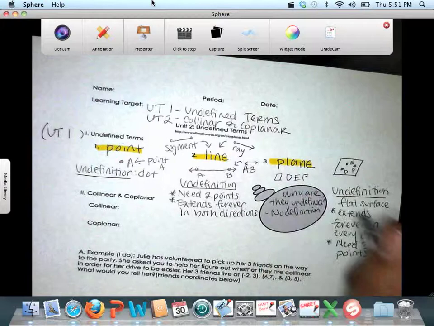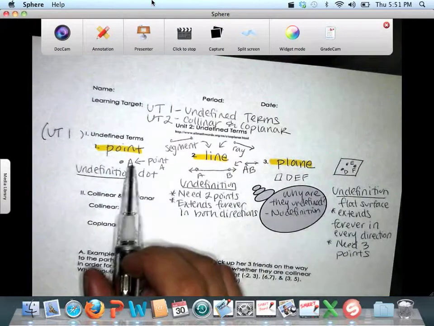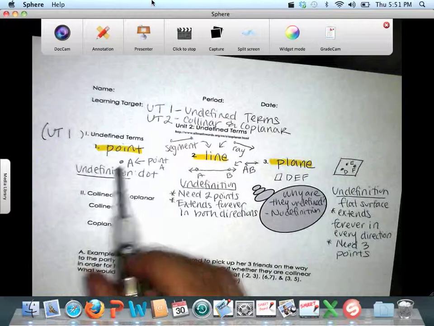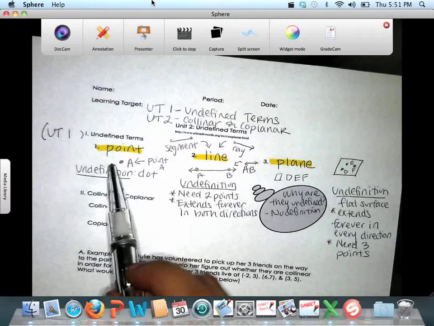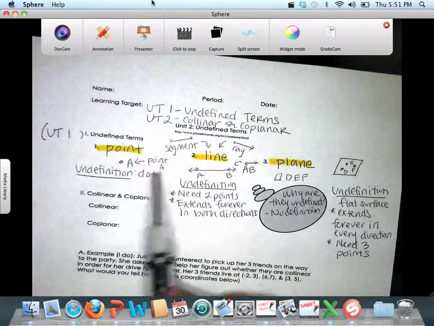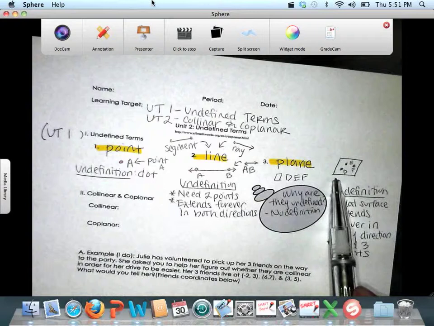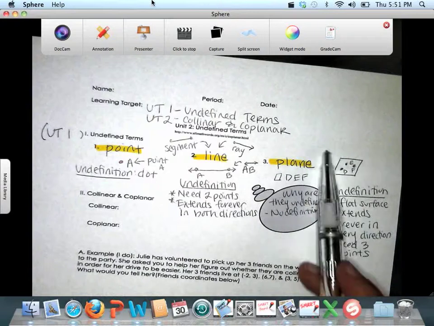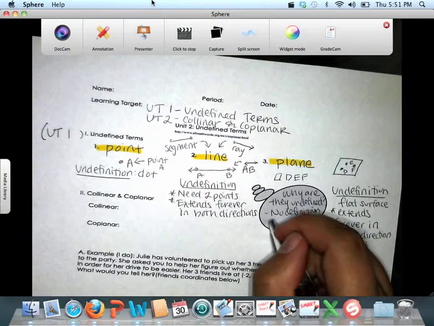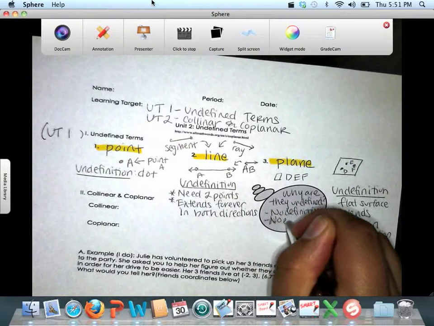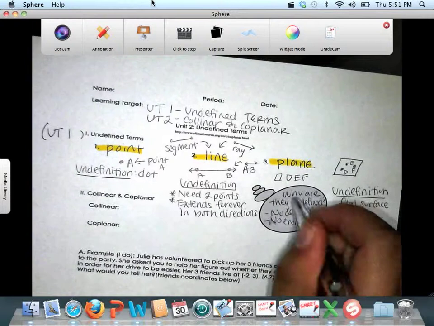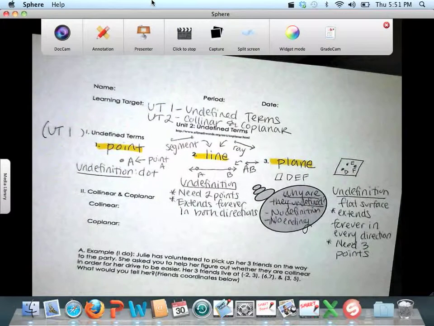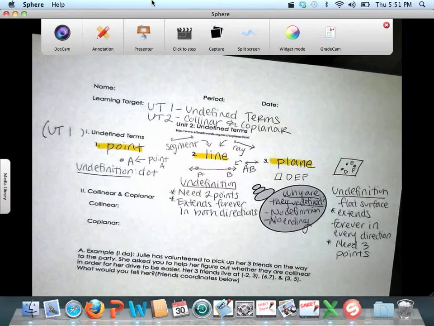And you also notice that these don't really have an end either, right? This one could get smaller and smaller and smaller. You could think of this point as actually having a million little points inside of it. This line will go forever in both directions, and even the plane will extend in every single direction possible, right? So they have no ending. Okay? Okay. Alright, so that's UT1.